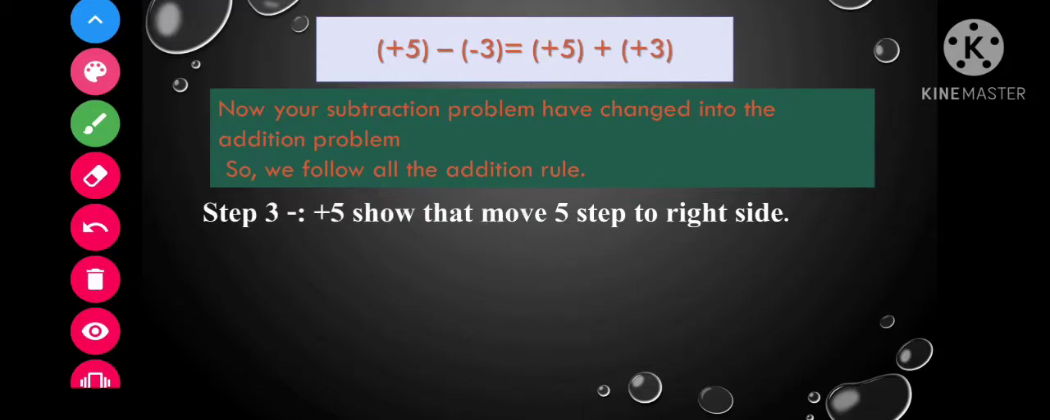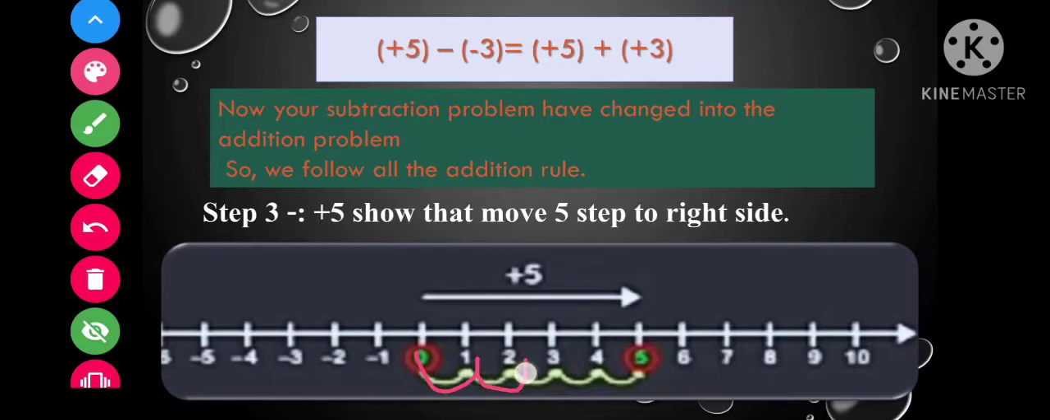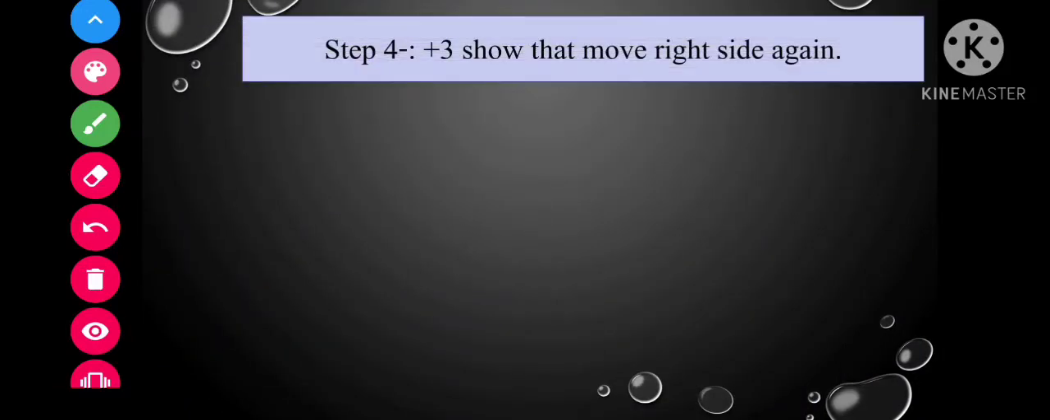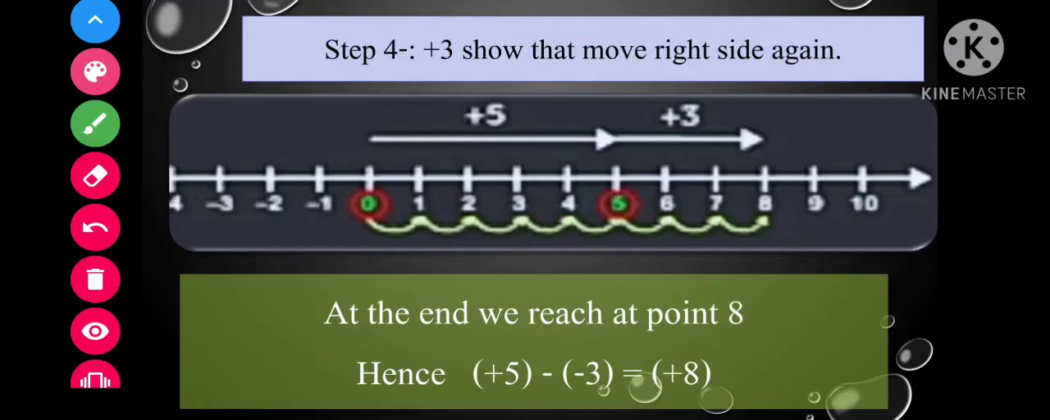Here plus 5 means move to the right side. So we move 1, 2, 3, 4, 5. Now second is plus 3, so we move right again, 1, 2, 3. At the end we reach point 8, hence plus 5 minus minus 3 equals plus 8.